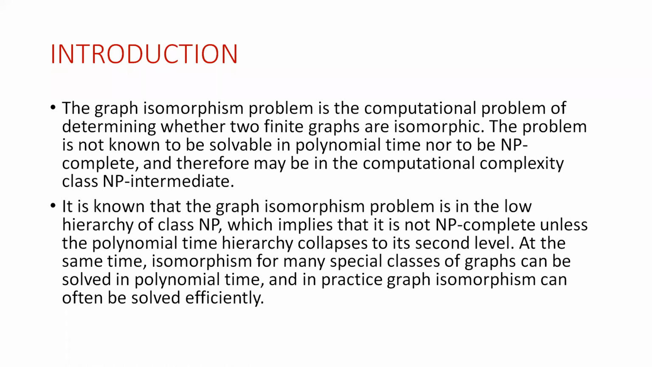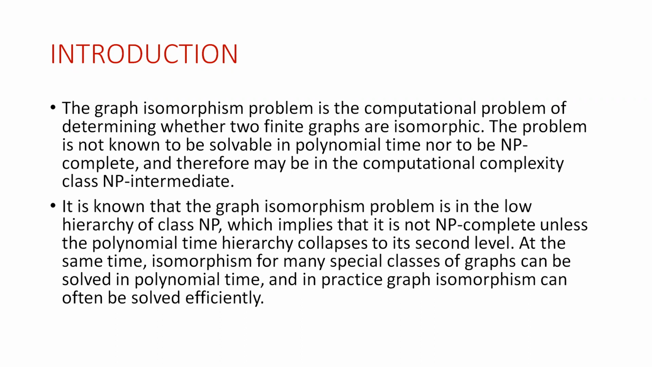Introduction. The graph isomorphism problem is the computational problem of determining whether two finite graphs are isomorphic. The problem is not known to be solvable in polynomial time nor to be NP complete, and therefore may be in the computational complexity class NP intermediate. So the main motto of this problem is determining whether two finite graphs are isomorphic or not. The problem is not known to be solvable in polynomial time, meaning it cannot be solved in a guaranteed finite amount of time.